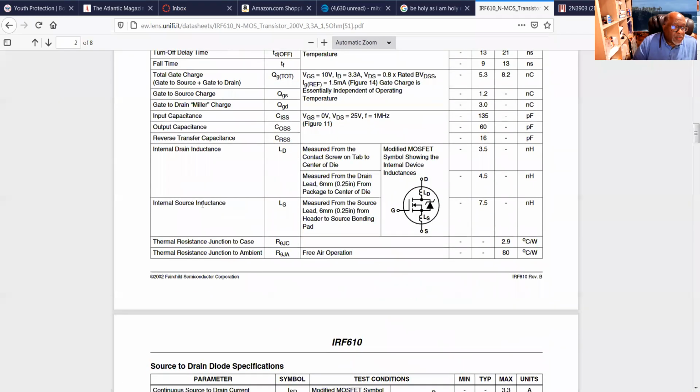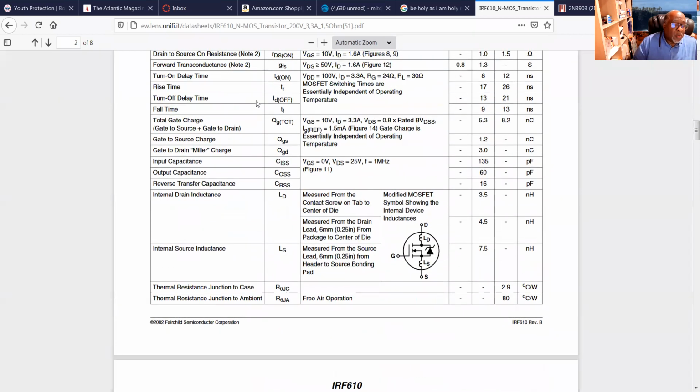And see, is anything else we want to cover here? Yes. Since we're talking about frequency response, I really want to get to device capacitances. So here, your input capacitance, denoted by C sub ISS, for this transistor is like 135 picofarads. Your output capacitance, COSS, 60 picofarads. And we call your reverse transfer capacitance CRSS. That's the capacitance between your drain and your gate, and it will be 16 picofarads.